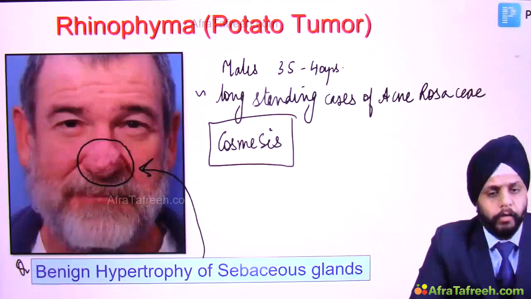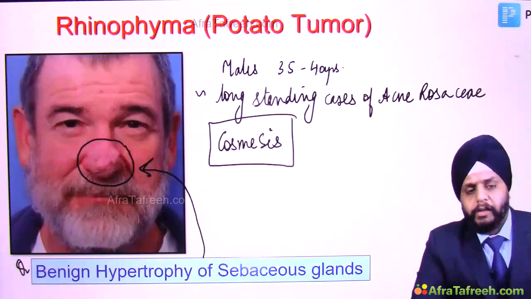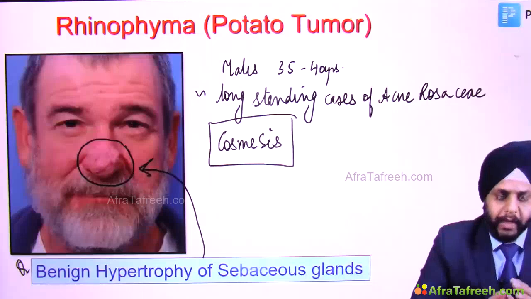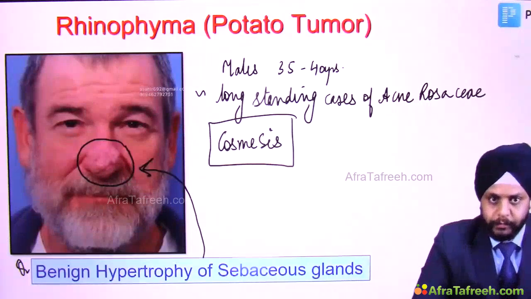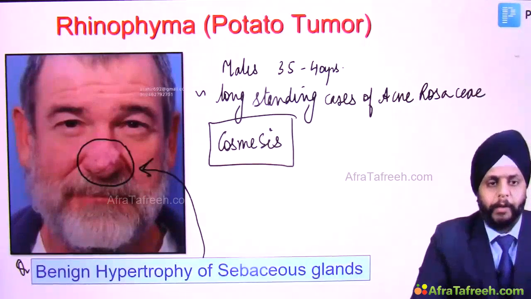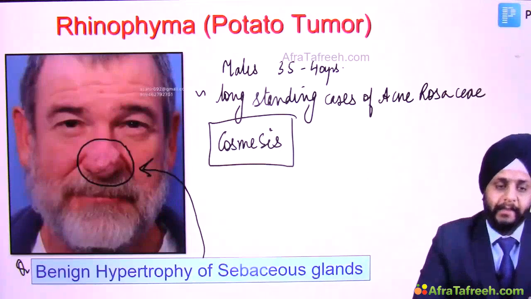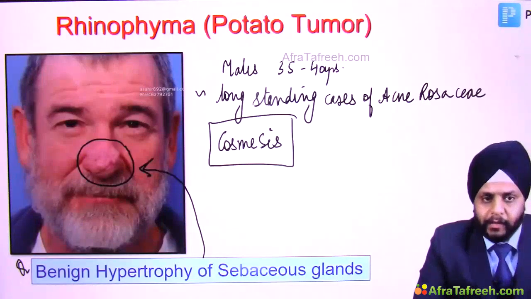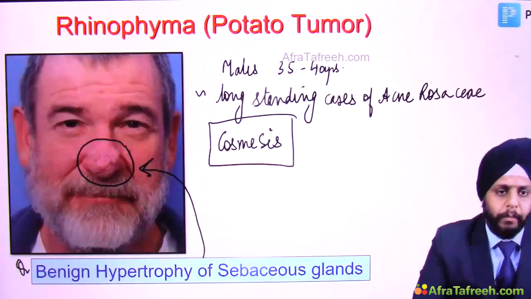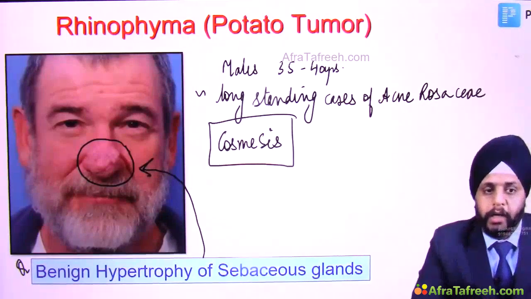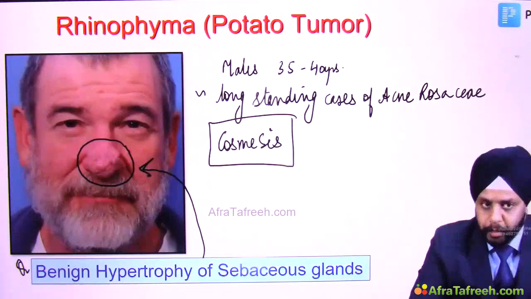Now, what treatment can you offer? Yes, see, many students give me the answer as excision. So please understand that this disease is on the skin of the nose. Okay, it is because of benign hypertrophy of sebaceous glands. If you want to excise it, that means you will have to excise the skin of the nose. If you excise all this skin from the tip of the nose, the patient will have a bigger cosmetic problem. Okay, you cannot cut the nose and expect the patient to be happy.